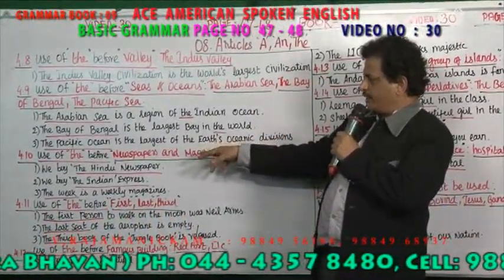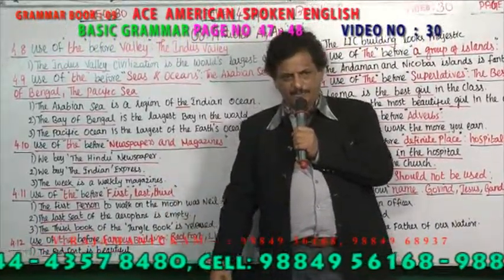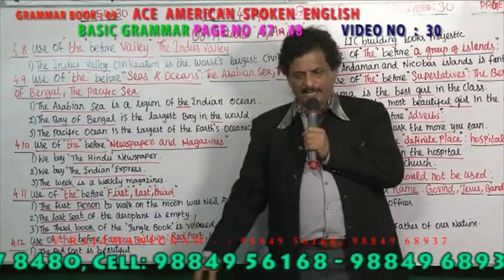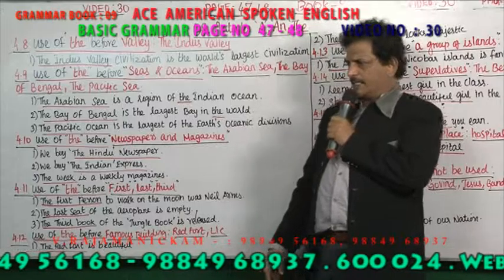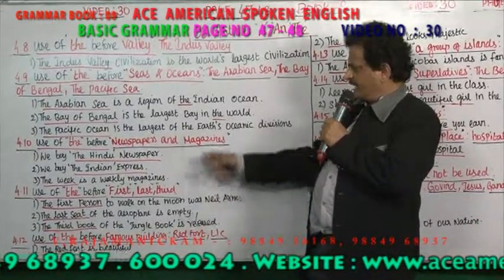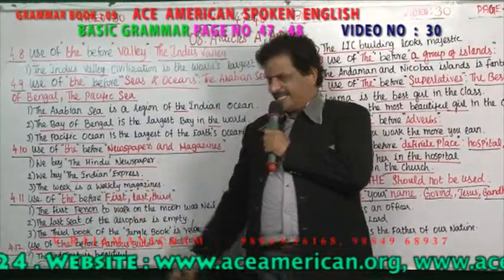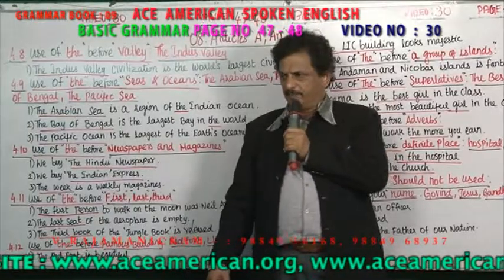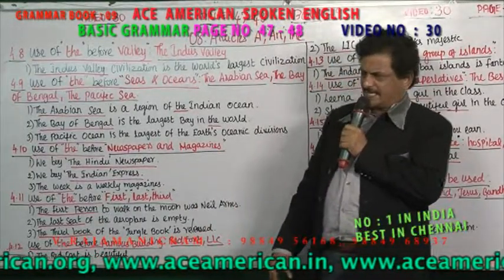We use the before the newspapers and magazines. Magazines என்றால் என்ன? newspapers என்றால் என்ன? newspapers என்றால் செய்தித்தாள்கள். magazines என்றால் வார பத்திரிகை, மாதாந்திர பத்திரிகை. வாரத்தில் 2 வகை பத்திரிகைகள், இவைகள் magazines என்று சொல்கிறோம். ஸோ இவைகளுக்கு முன்னாடி The Hindu newspaper, The Indian Express, The Week is a weekly magazine. வீக் என்பது வார பத்திரிகை.